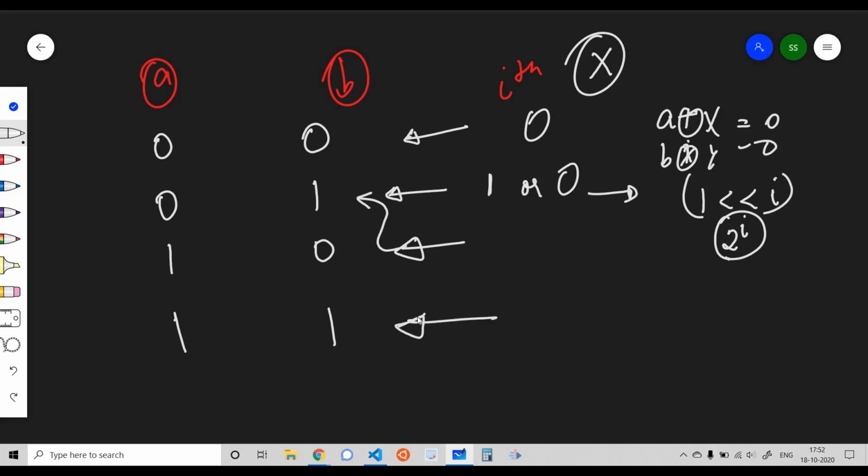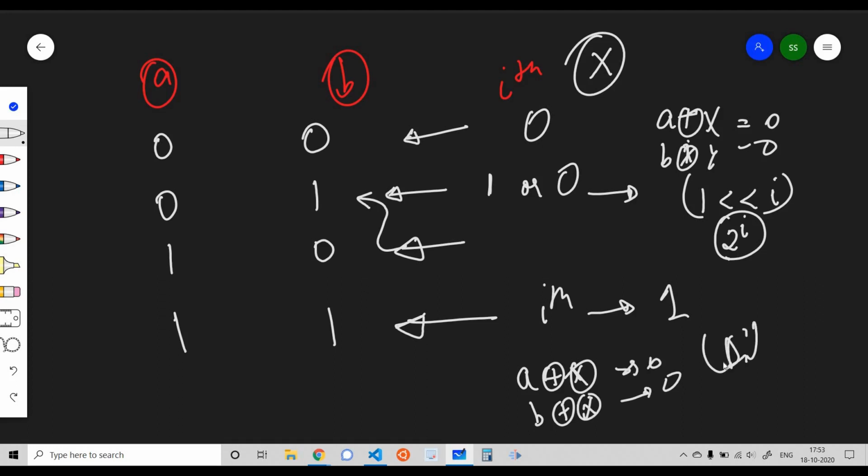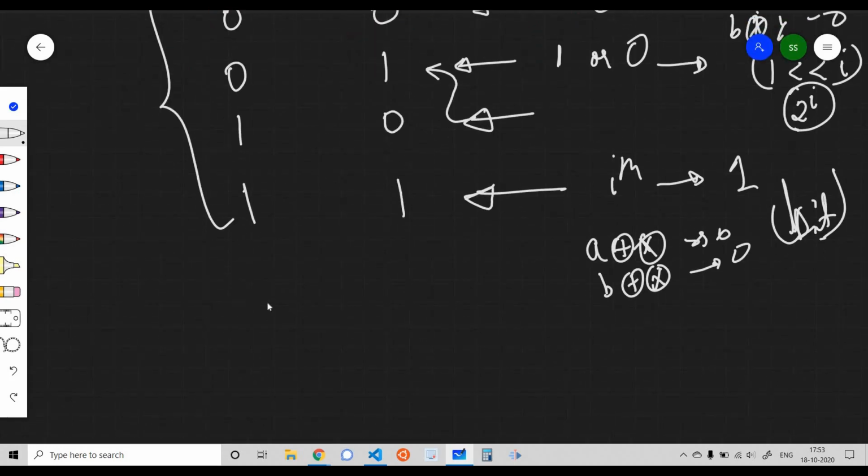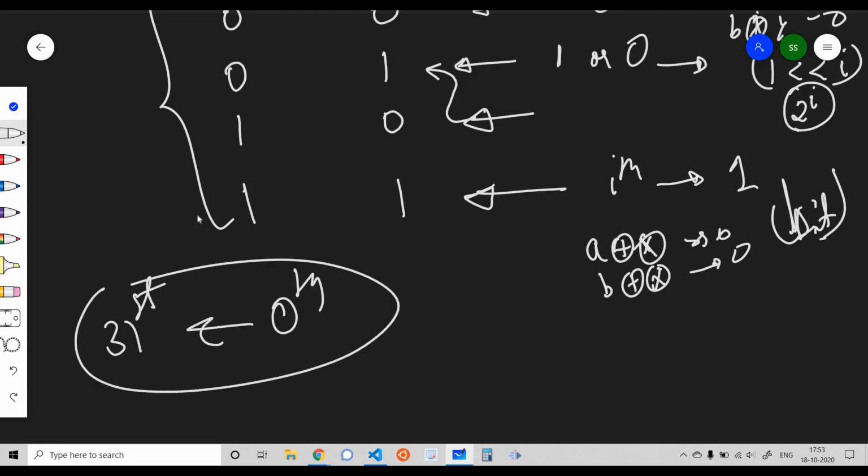Now let's talk about this last case. In this case, when the ith bit is set in both the numbers, we can set the ith bit of x as 1 as well. In that case, we will see that a XOR x as well as b XOR x would both be 0 for that particular bit I'm talking about. So yes, that's all for this problem. We would be doing this for all the bits from the 0th bit till the 31st bit, as the range of a and b is within 10 raised to the power 9, which fits in an integer.